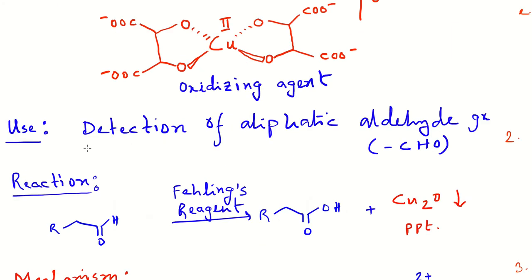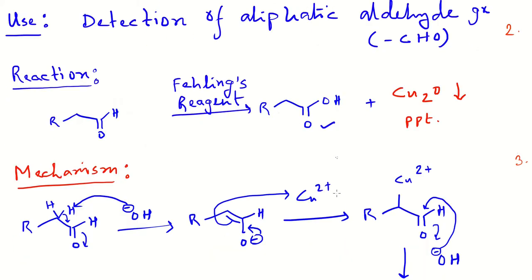Okay, so this reagent is basically used for the detection of the aliphatic aldehyde group in qualitative organic analysis. So the reaction is basically: an alpha hydrogen containing aldehyde, when reacted with Fehling's reagent, gets converted into the corresponding carboxylic acid, and the red precipitate of cuprous oxide is formed. During this process, the Cu2+ of Fehling's reagent gets reduced into Cu+, or the cuprous salt.